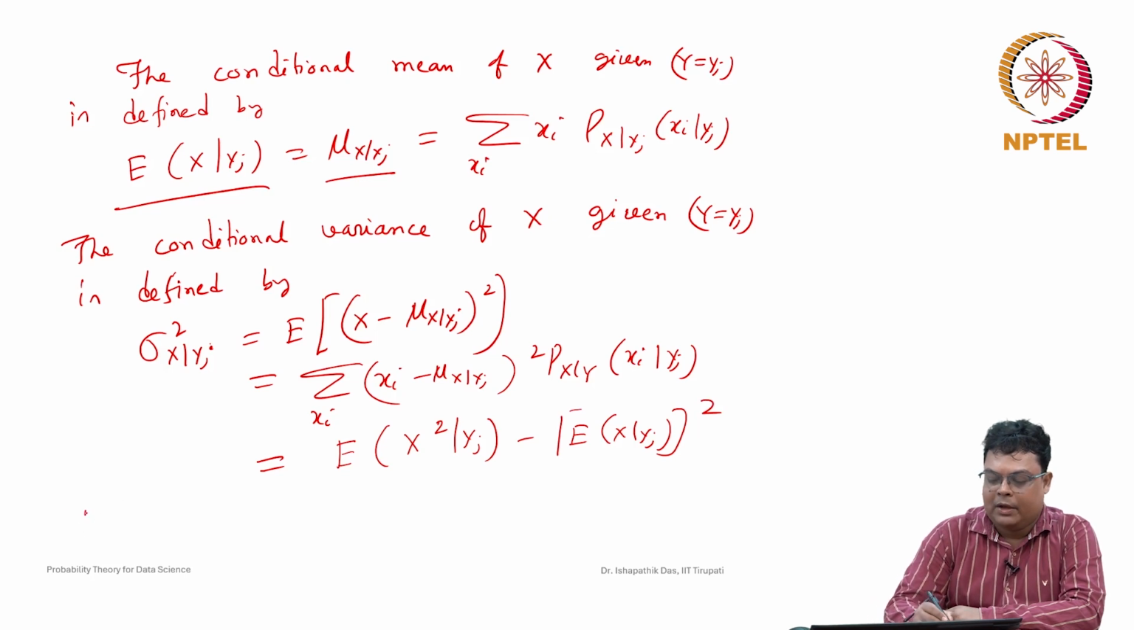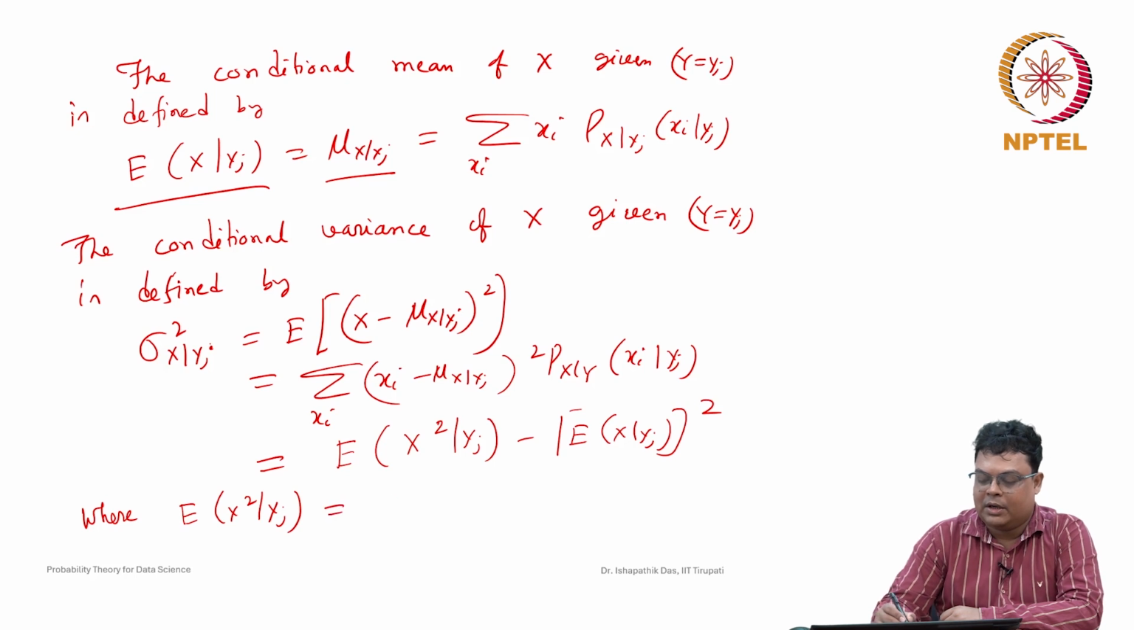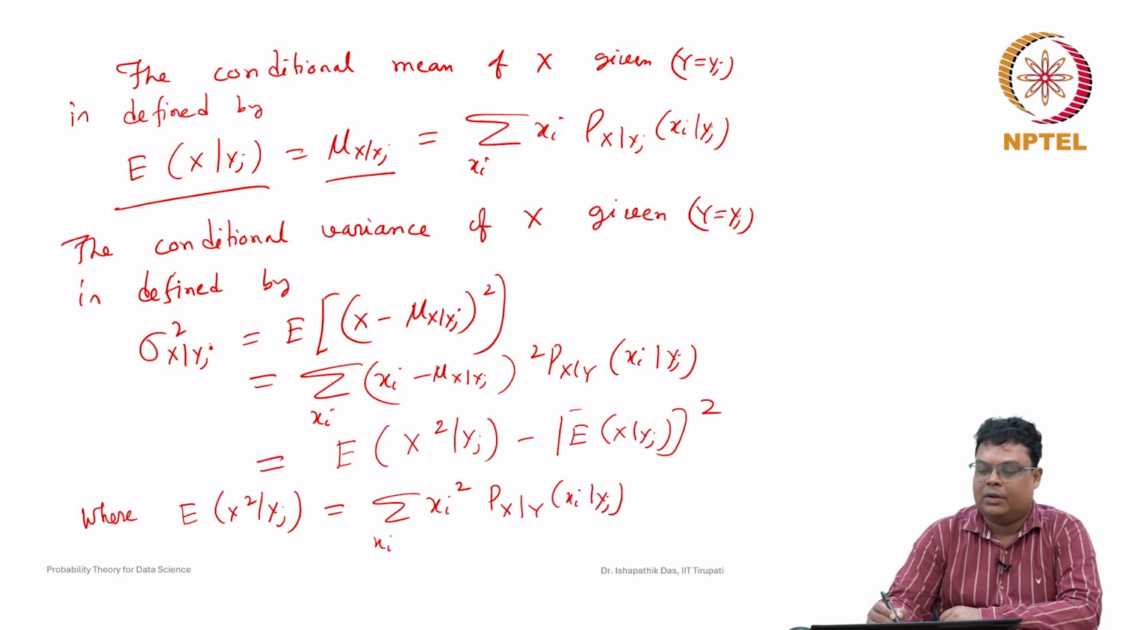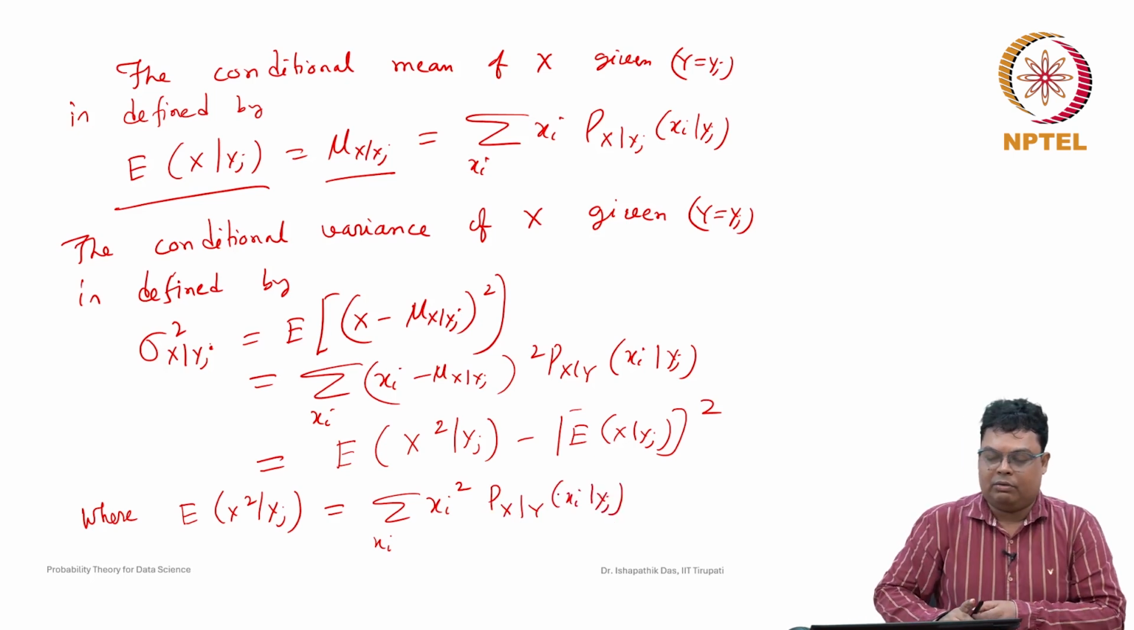Where the expected value of x square given yj will be, by definition, the summation over all possible values of xi square, into the conditional probability mass function x given y, xi given yj. So hope you have understood how this is coming.